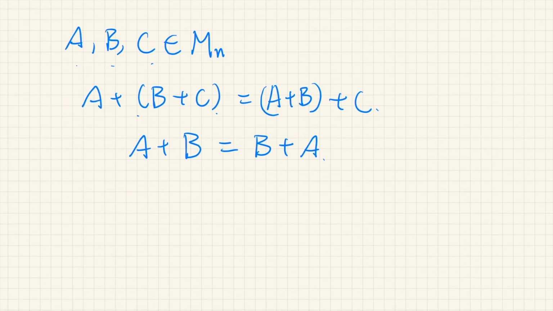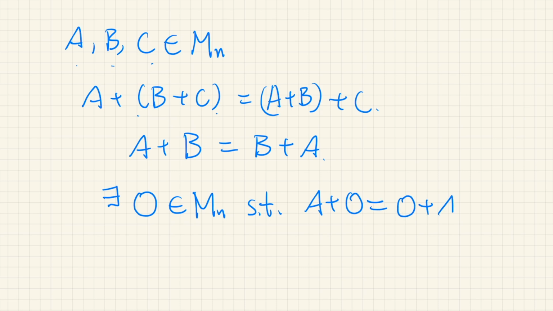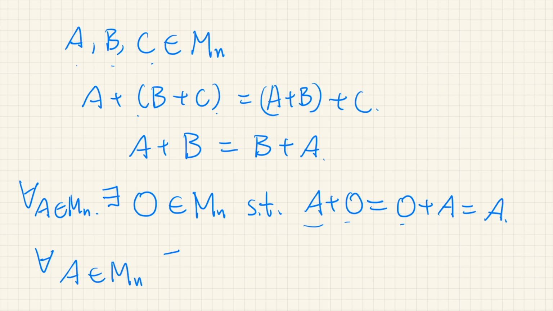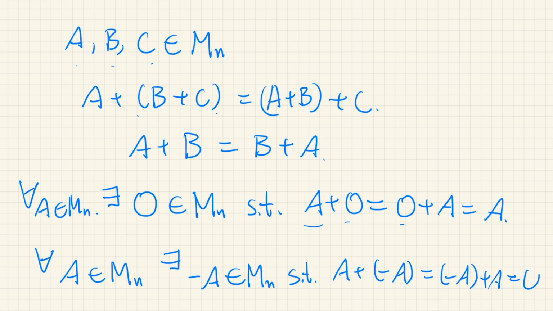And the third property: there exists the zero matrix, we denote it by O, in this set, such that A plus O is equal to O plus A, because of commutativity, is equal to A. So adding the zero matrix doesn't change the original matrix. Well, maybe we should put "for all A in Mn" here. And next, for all elements in this set of square matrices, there exists a unique element called negative A, such that A plus negative A is equal to negative A plus A is equal to the zero matrix.